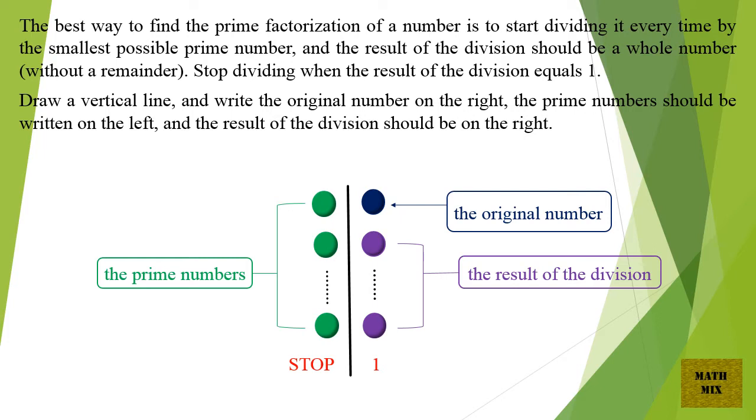The best way to find the prime factorization of a number is to start dividing it every time by the smallest possible prime number, and the result of the division should be a whole number, without a remainder. Stop dividing when the result of the division equals 1. Draw a vertical line, and write the original number on the right. The prime numbers should be written on the left, and the result of the division should be on the right.